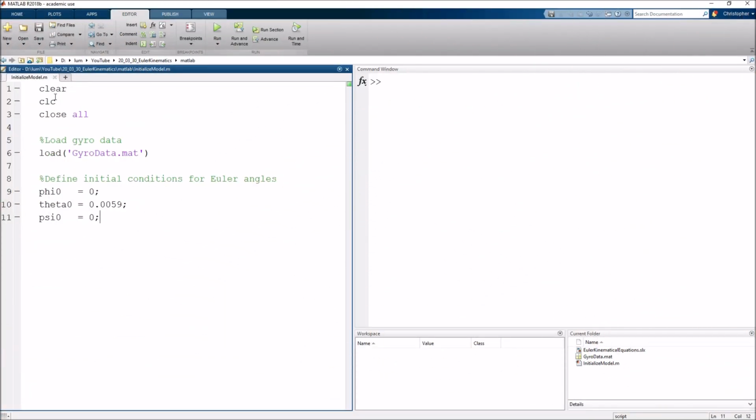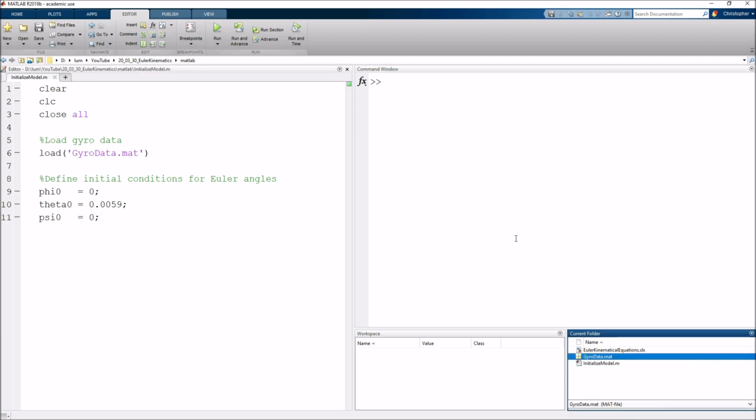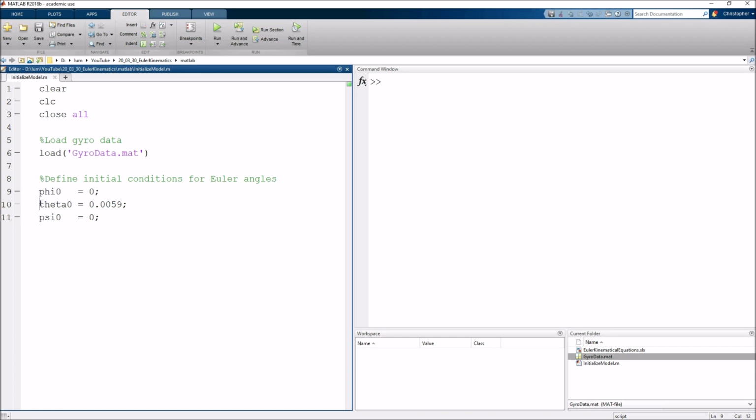All right, so I've just got myself a very simple script. I've got a little bit of data from some rate gyros, so I'll load that in on line 6. And then on lines 9 through 11, remember we discussed that we're going to need to define initial conditions for the Euler angles. For this particular set of data, I know the initial bank angle was 0, there was a very slight pitch up of 0.0059 radians, and a 0 yaw angle. So if we run this, we'll see that we've got some data here.